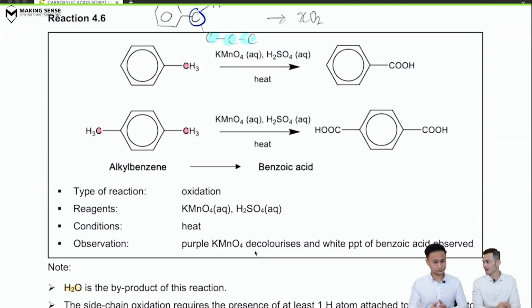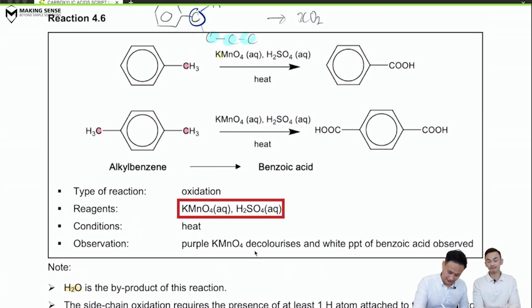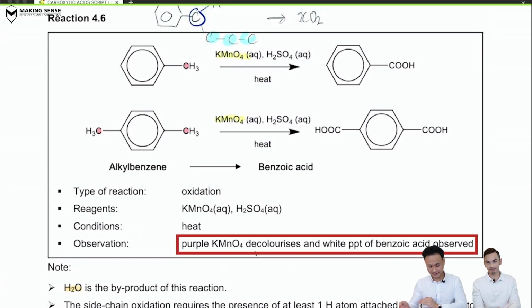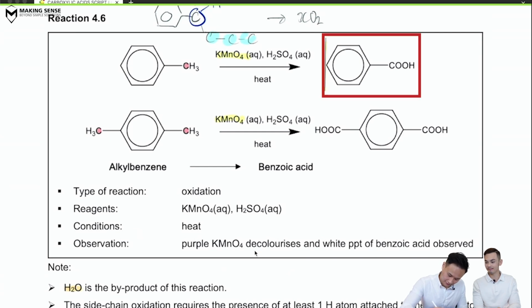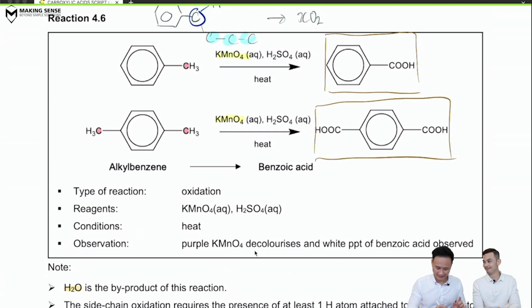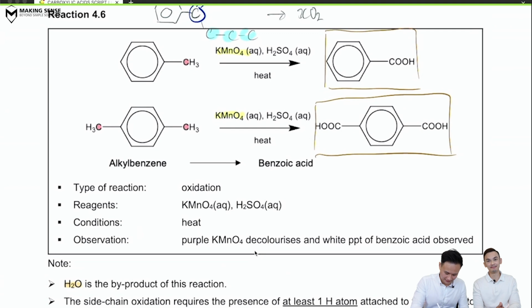All right, and also one small thing to remind everybody is when you write the observations, there are always 2 things to discuss, isn't it? What are the 2 things? Yeah, so you need to remember, guys, we're using a strong oxidizing agent here, KMnO₄. So it will turn from purple to colorless. That is the first observation. And the second thing is this. This is what we have here, a benzoic acid. And Mr. William, remind me, benzoic acid is what color? It's white, it's a white precipitate. So it's a precipitate that is white in color. Remember that. Okay? And that's it for reaction 4.6.